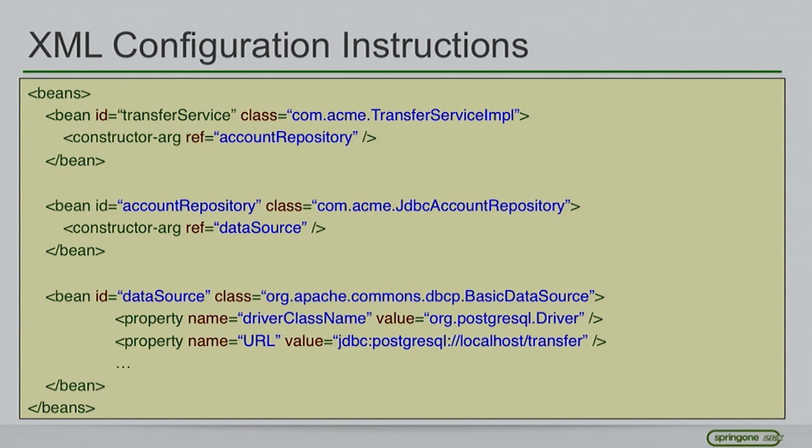So what's the dependency for the transfer service impl? Account repository. How do we inject that dependency? By way of a constructor argument. So while very verbose, it's also very readable. You can look at this and get a pretty good idea of how things are hooked together. And we can see that transfer service impl has a dependency on account repository. Account repository has a dependency on data source, and so forth. Okay? So far, so good?